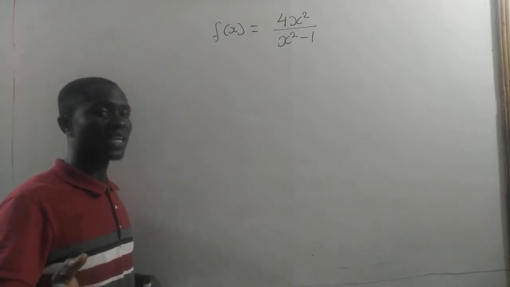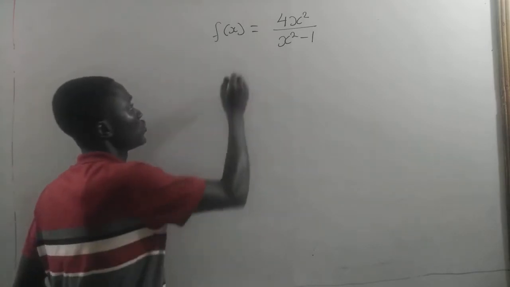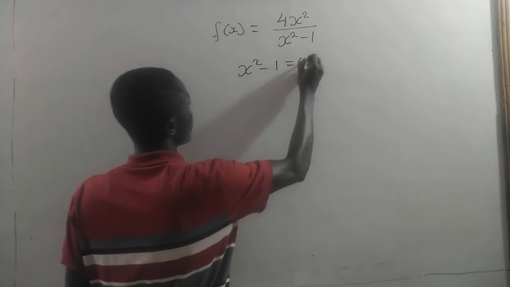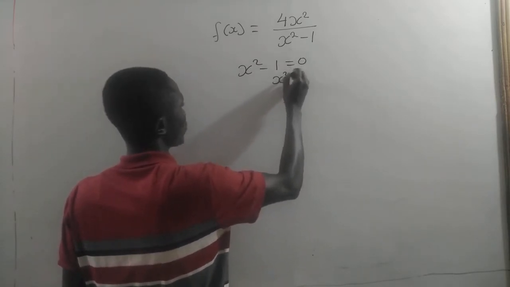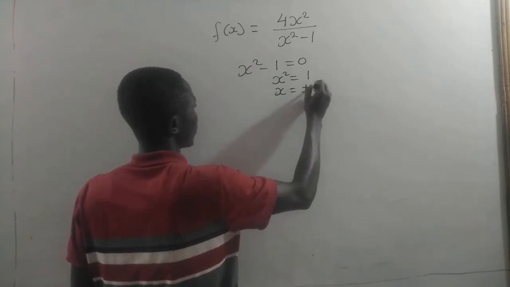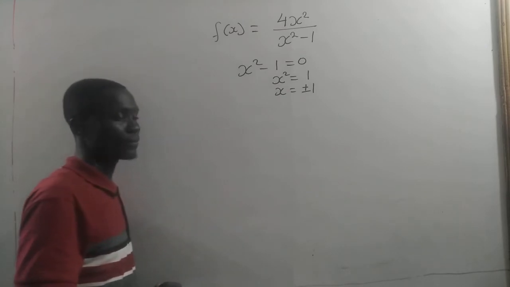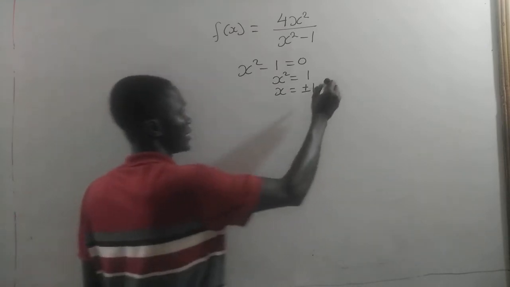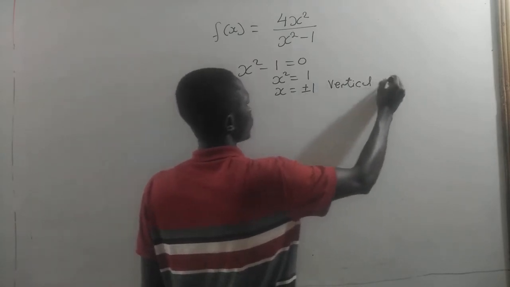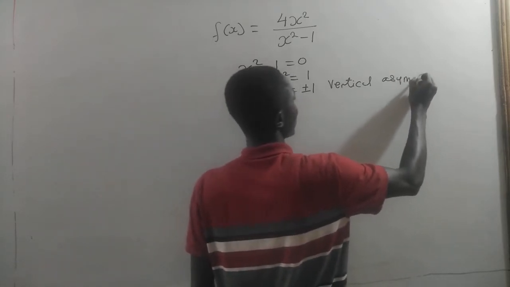So how do we find the vertical asymptote? By equating the denominator to 0. So we take x squared minus 1 equal to 0, and that gives us x squared equal to 1. We have x equal to plus or minus 1. That is, if we take the square root of this, we get plus or minus 1. And this is the vertical asymptote. That's how we spell asymptote.